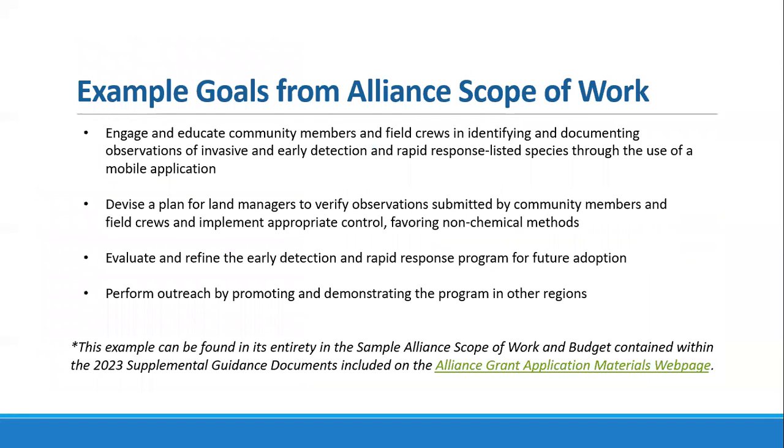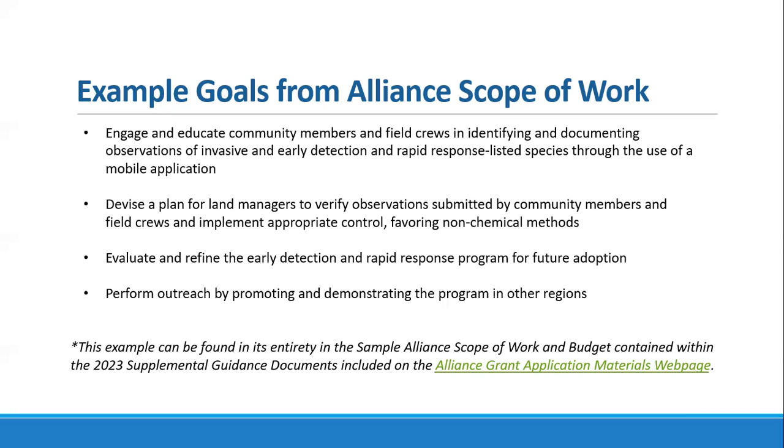Here's some example goals from the Alliance scope of work. So these, again, as we're reading through these, think about how they're quite general, but also describe well what the project is intending to do. Engage and educate community members and field crews in identifying and documenting observations of invasive and early detection and rapid response listed species through the use of a mobile application. Devise a plan for land managers to verify observations submitted by community members and field crews and implement appropriate control, favoring non-chemical methods. Evaluate and refine the early detection and rapid response program for future adoption. Perform outreach by promoting and demonstrating the program in other regions.